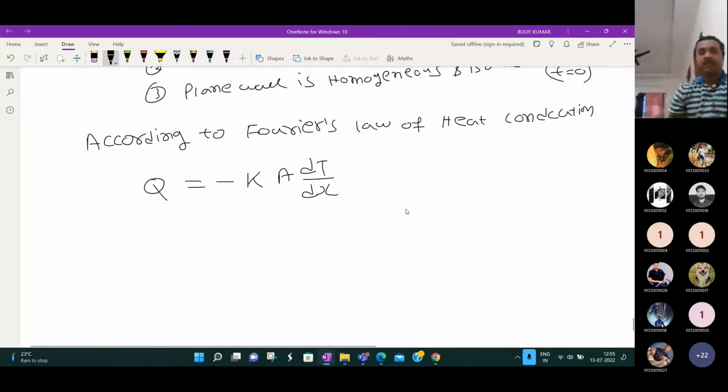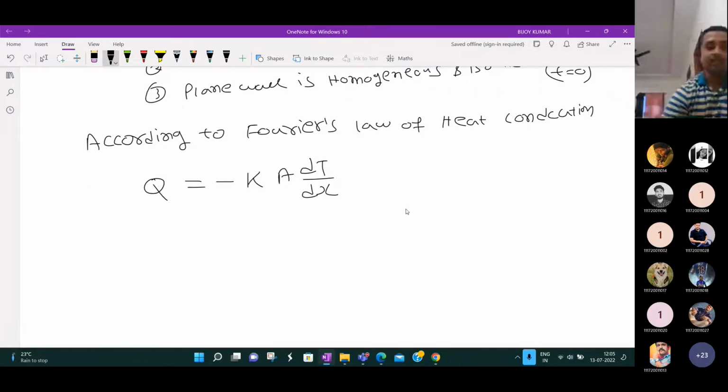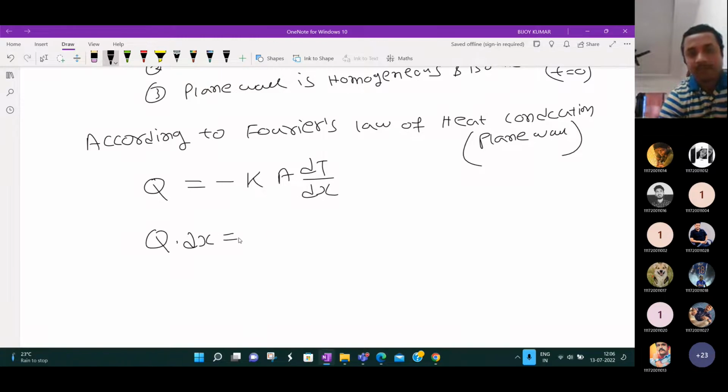This is the most important 10 marks derivation. Related to this derivation, another two derivations are there. So if you understand these things, the next two are also easily understood. According to Fourier's law of heat conduction, for a plane wall, we can write q is equal to minus k A dT by dx. This is in differential form, so we need to solve it. So we can write q dx is equal to minus kA dT.